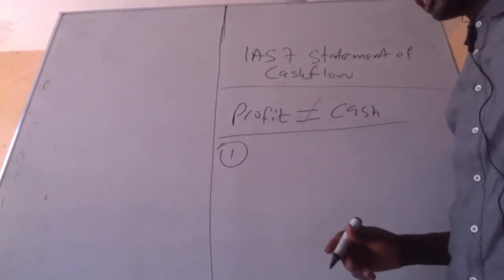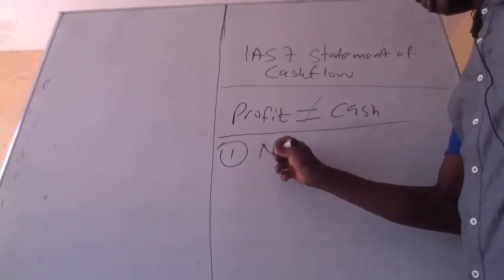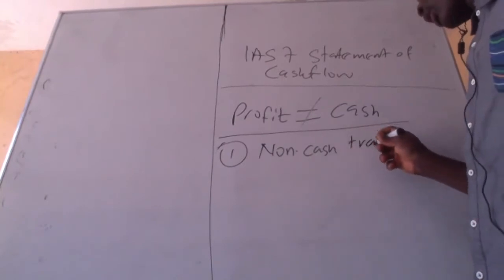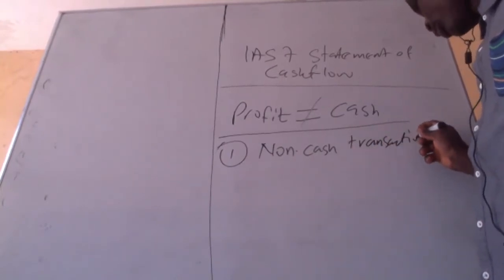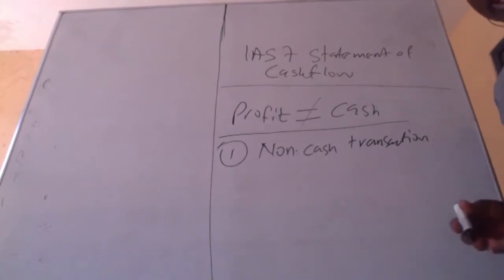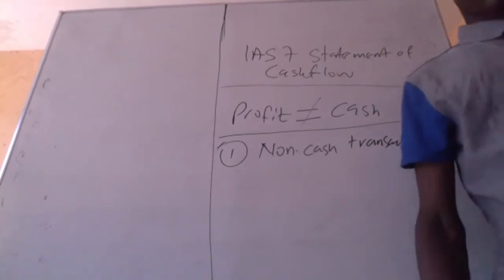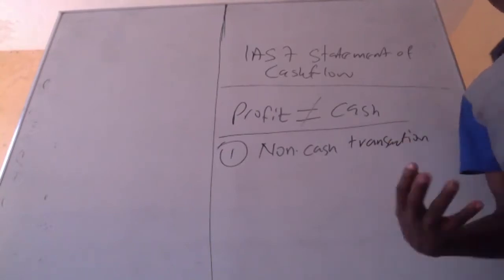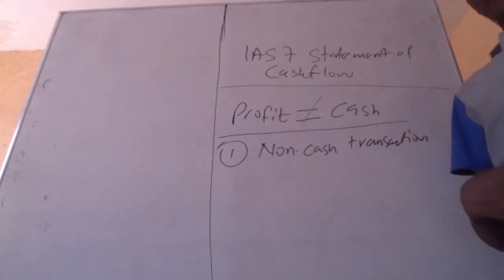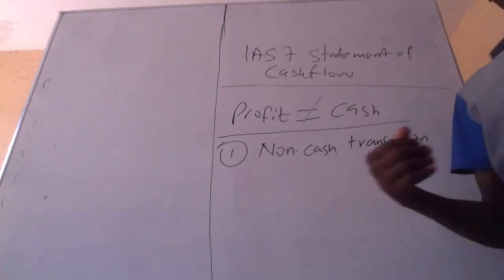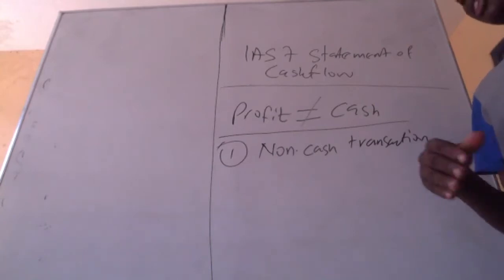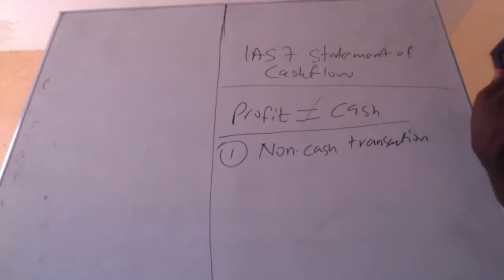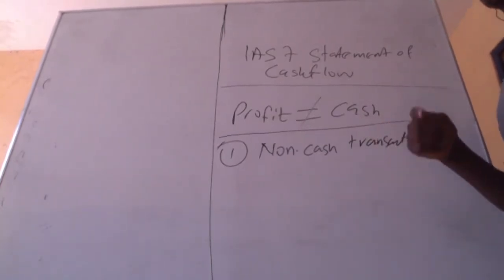Now, the first item I'll talk about is non-cash items, or non-cash transactions. These are transactions that occur but do not have cash effects. Cash has not moved, but such a transaction will have impact on the profit, though it will not affect the cash. So it will cause a difference between your profit and your cash.